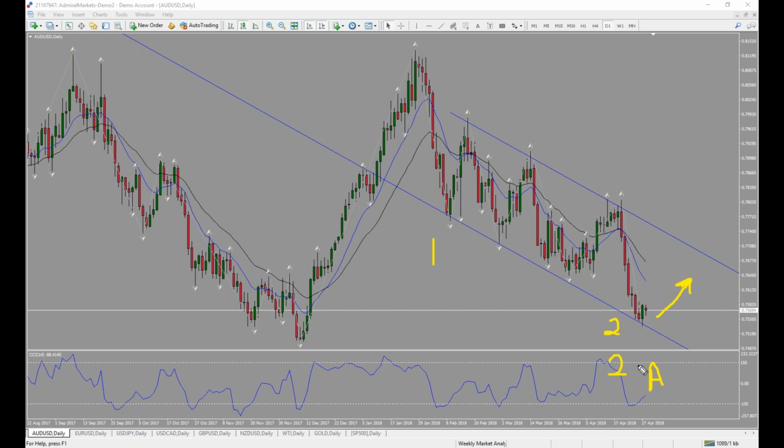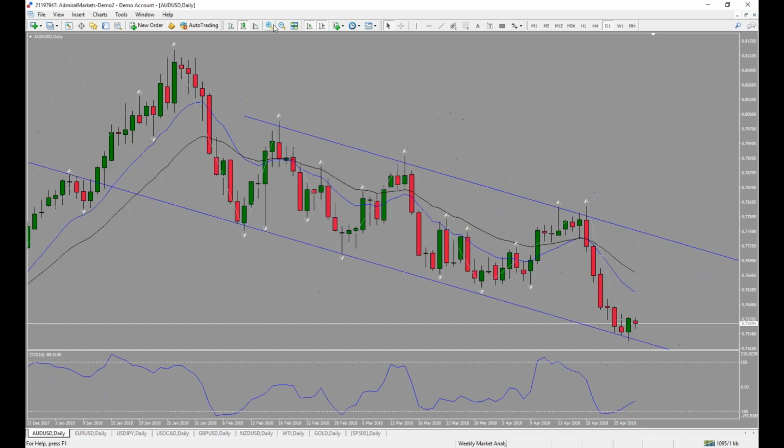Great. All right. Having said that, I have taken trades off the second touch. I do it all the time, and especially when it's a channel. I feel that because they're parallel lines, they do give me some protection. So having said that, let's zoom in and let's look for the trade.